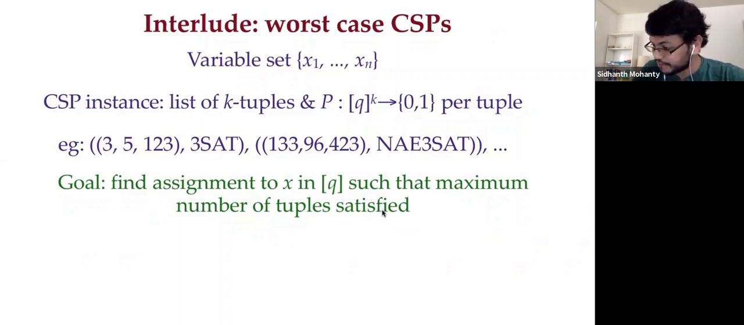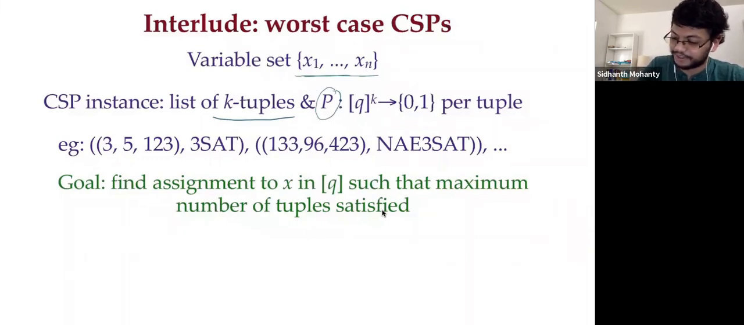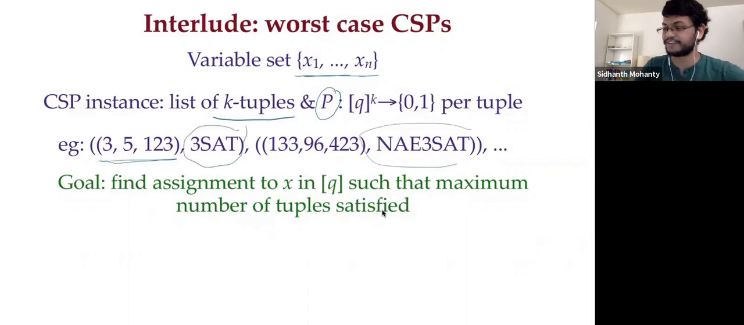So just to quickly define what a worst case constraint satisfaction problem is, there's an underlying variable set x1 through xn, and then you're given a list of k tuples, and along with each k tuple, you have a certain function p, which is a Boolean function taking q to the k to 0, 1. For example, your tuples could look like 3 variables, and the function p is the 3 SAT function, or the not all equals 3 SAT function, and so on. Your goal is to find an assignment to these variables x within 1 through q, so that the number of tuples for which p of those variables is 1 is maximized.